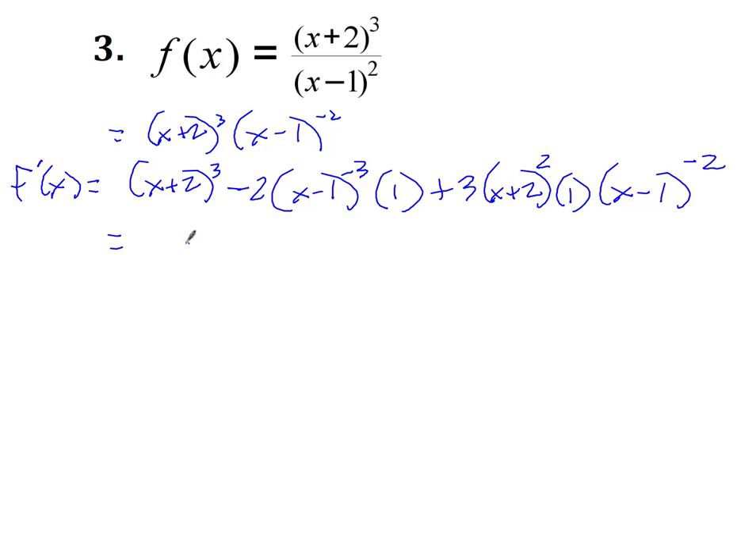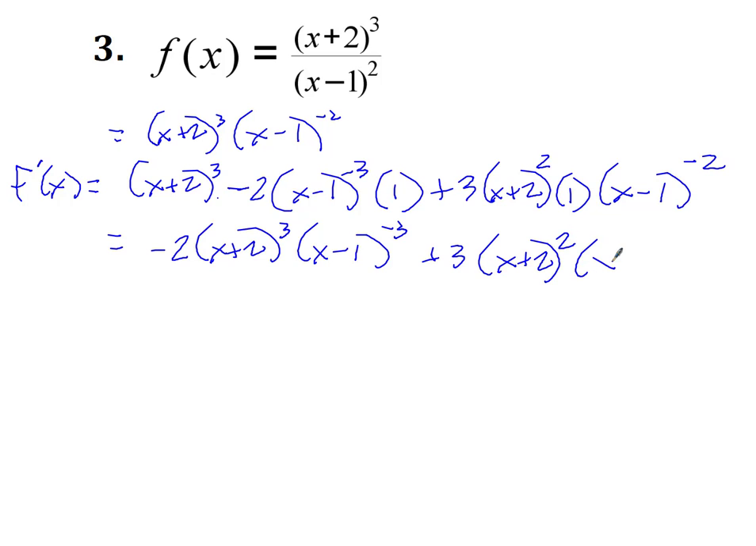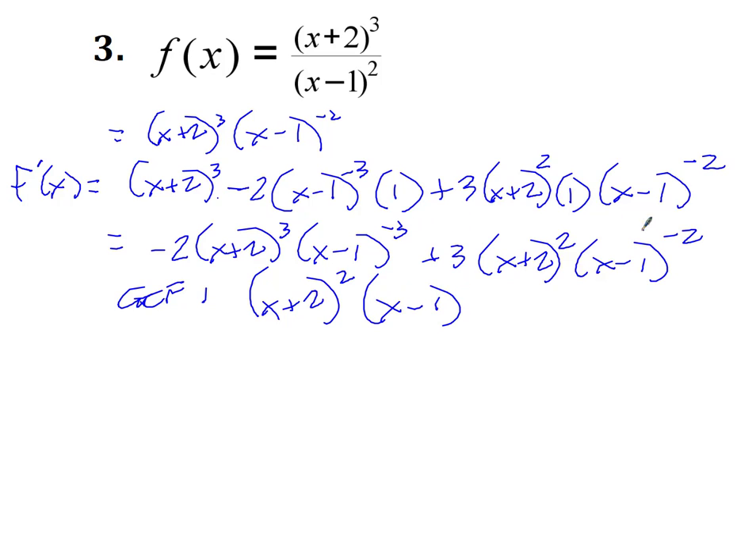Let's clean this up. This is the times, by the way. So we get negative 2 times (x plus 2) cubed times (x minus 1) to the negative third, plus 3 times (x plus 2) squared times (x minus 1) to the negative second. All right, so my greatest common factor, I can't do anything with the negative 2 and the 3. So my greatest common factor is going to be (x plus 2) to the smallest exponent present, which would be 2. And then (x minus 1), the smallest out of negative 3 and negative 2 is going to be negative 3. So I'm going to put those out front.